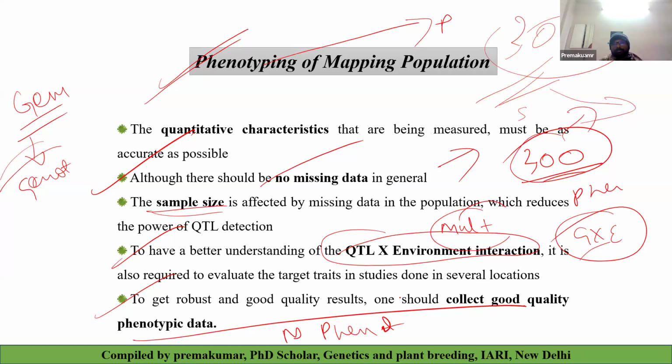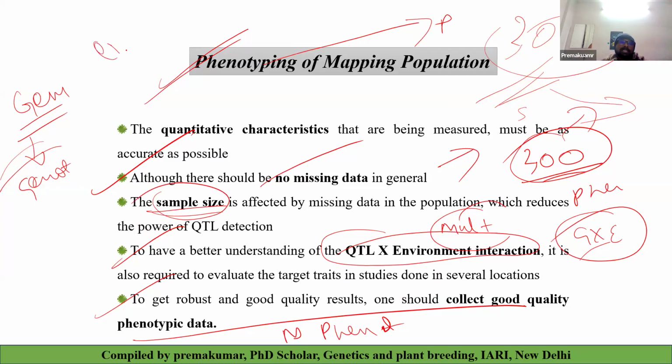You're asking something? Yes, sir. Even though we will normally sample the phenotypes, sir, do we sample some individuals, or will we go entirely for all the individuals, sir?